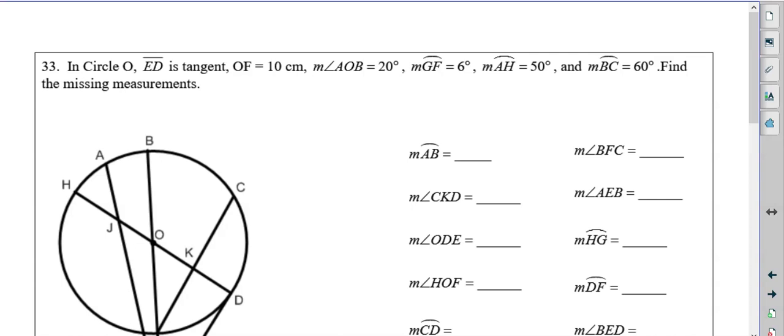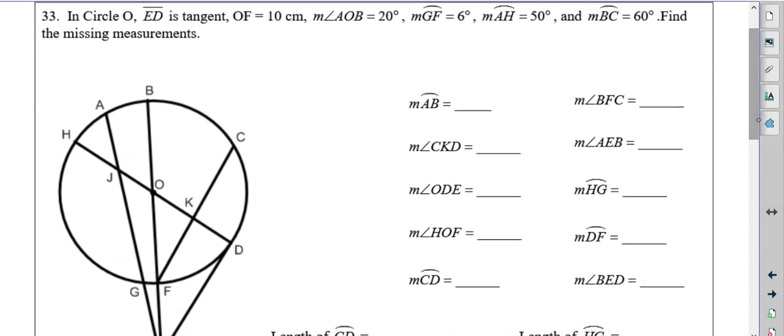All right. Almost there. Second to last page. In circle O, ED is tangent. OF is 10 centimeters. That's right here. Measure of AOB is 20. And measure of GF is 6. That's right here. It's hard to read. AH is 50. BC is 60.